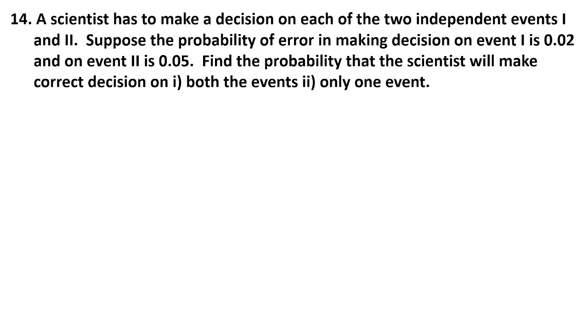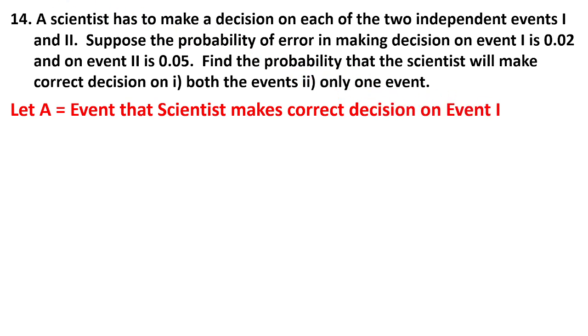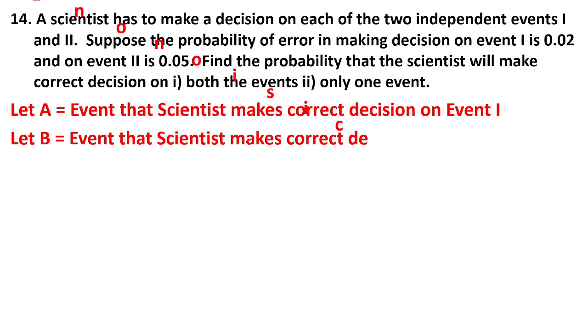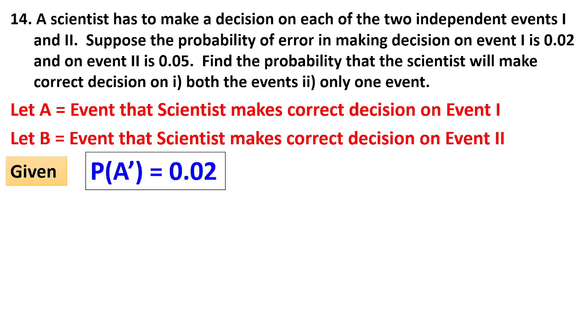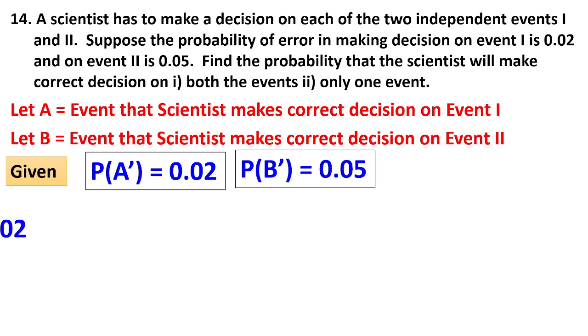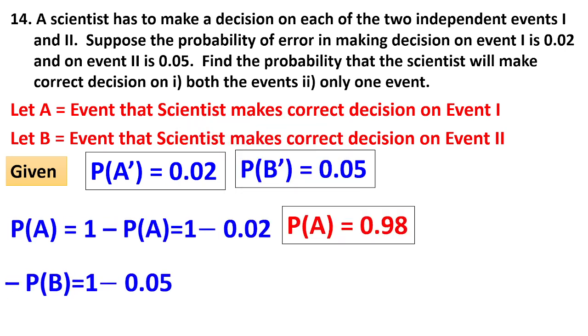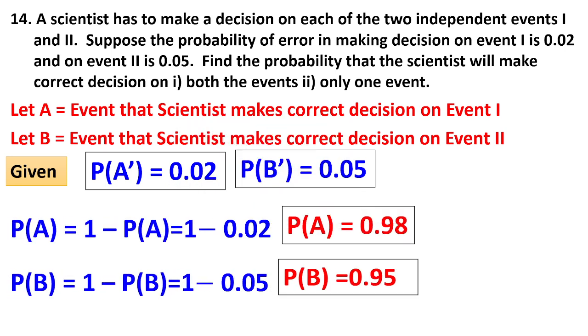A scientist has to make a decision on each of the 2 independent events. The probability of error is given and find the probability that he will make a correct decision in both the events and only one event. Now let A be the event that the scientist makes a correct decision on event 1, and B is the event that he makes a correct decision on event 2. Now P of A complement is given. Be careful. Error given. Therefore P of B complement is also given. Therefore P of A and P of B I am finding, and keep it ready.